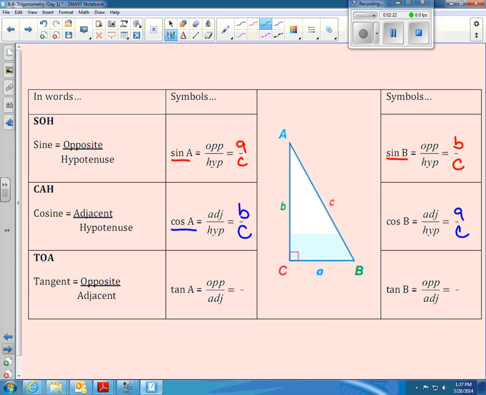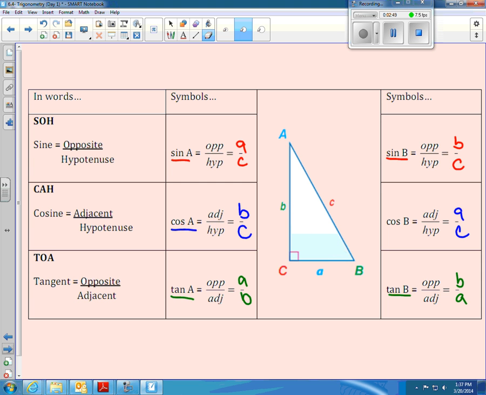And then we have tangent. Tangent deals with opposite over adjacent. So in A, our opposite is our A, and our adjacent is our B. Now let's refer to the tangent of B. The opposite is little b, and the adjacent is the little a.